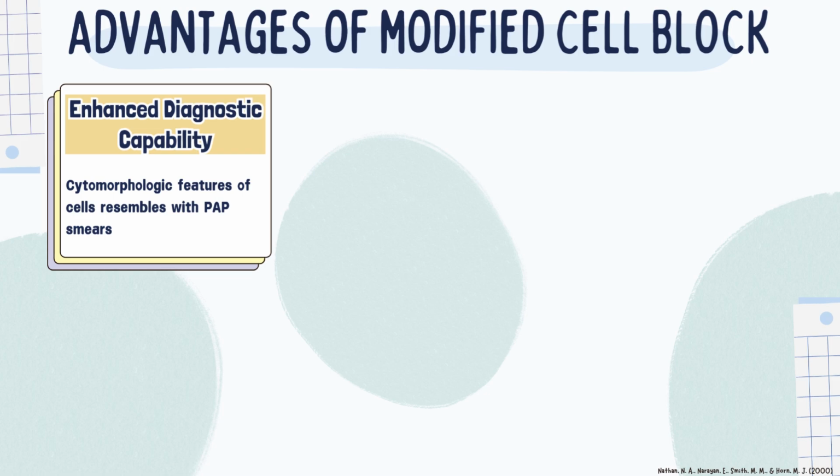Advantages of modified cell blocks, including enhanced diagnostic capability. The cytomorphologic features of cells in cell blocks resemble the appearance of cells in PAP smears. This will ensure that cytomorphologic details, such as nuclear and cytoplasmic features, are well preserved.